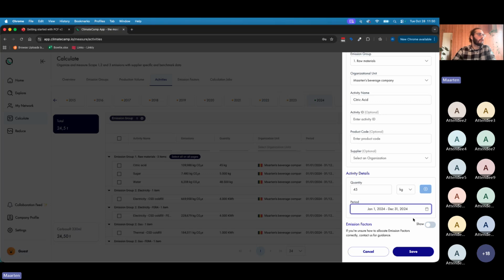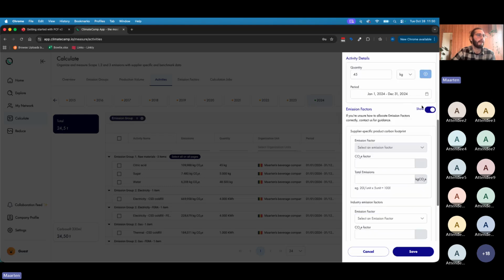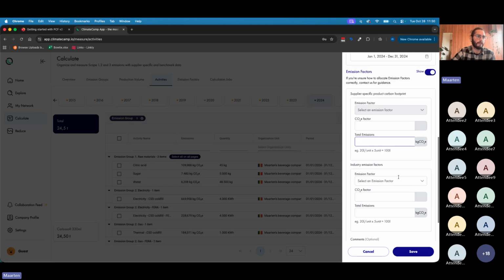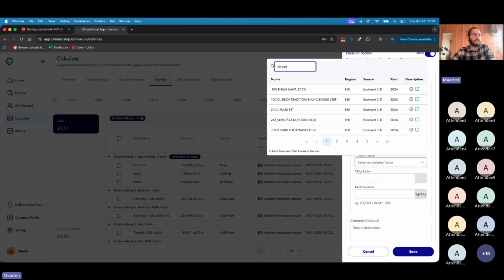Now, if I'm not sure how to allocate emission factors, we will do it for you. So if I save this, then we do a first automatic calculation within the day, and then our expert will validate it within the week. But if you are knowledgeable of emission factors, you can always supply an emission factor yourself. Then you can consult all the different databases, EcoInvent, DEFRA, GLEC, depending on what type of emission group we are talking about. So in this case, it's citric acid.